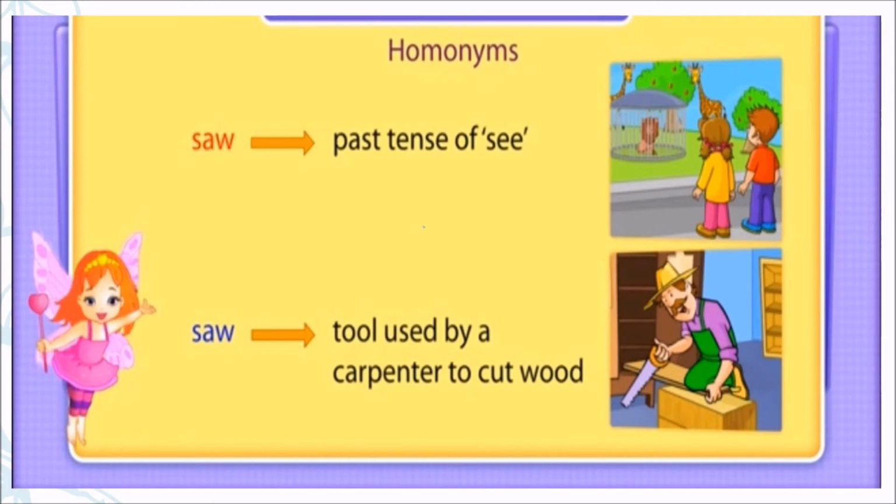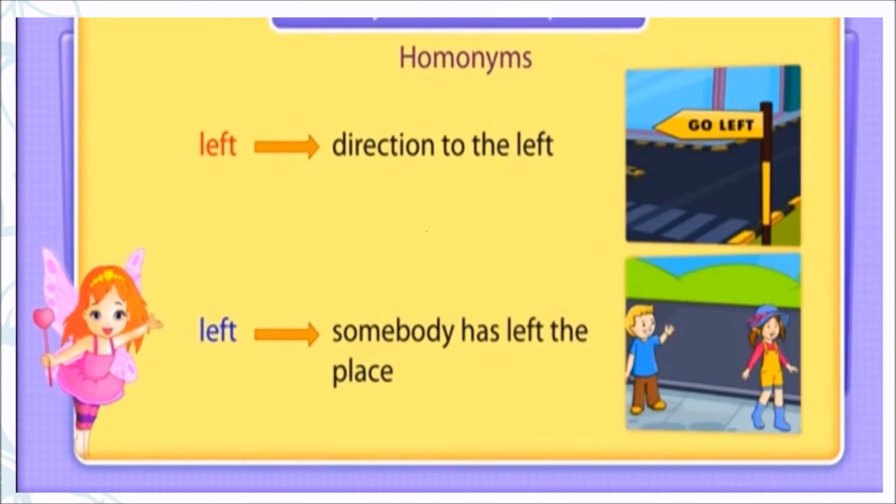Now let's see some examples. Saw, saw. Both these words have the same spelling and same pronunciation but they have different meanings. The first saw means past tense of see, while the second saw means a tool used by a carpenter to cut wood. Next we have left, left. The first left means direction to the left, while the second left means somebody has left the place.